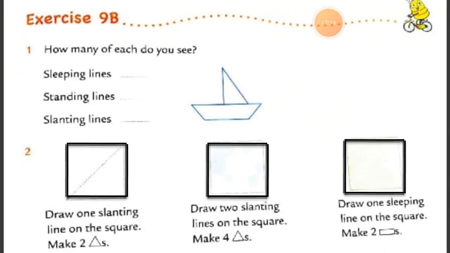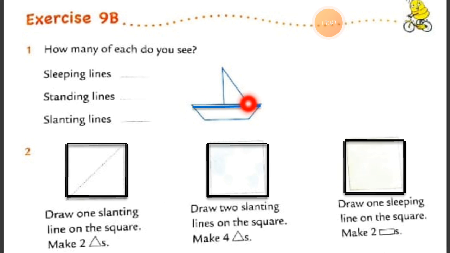Now let's start solving the question number 1 of exercise 9b. So here is the sleeping line. First of all, let's start finding the sleeping lines. Here I just overwrite all the sleeping lines with the blue color line, so it is easy to find out how many lines are there.